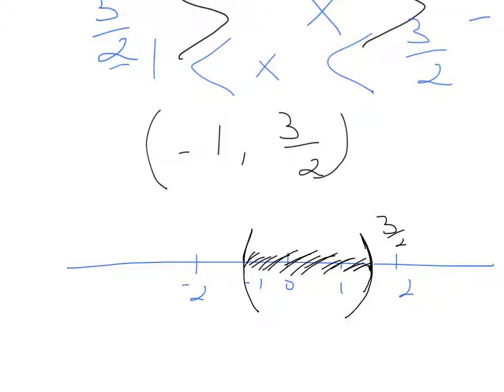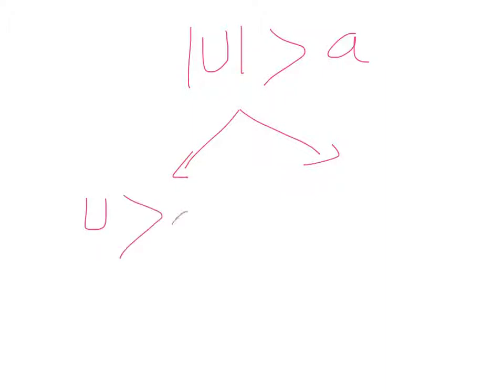So let's take another case, when we have the absolute value of u greater than a. Here we have two scenarios. We take the absolute value out and we get u greater than a or u less than -a. The same applies when we have equals: if the absolute value of u is greater than or equal to a, then u is greater than or equal to a, or u is less than or equal to negative a.